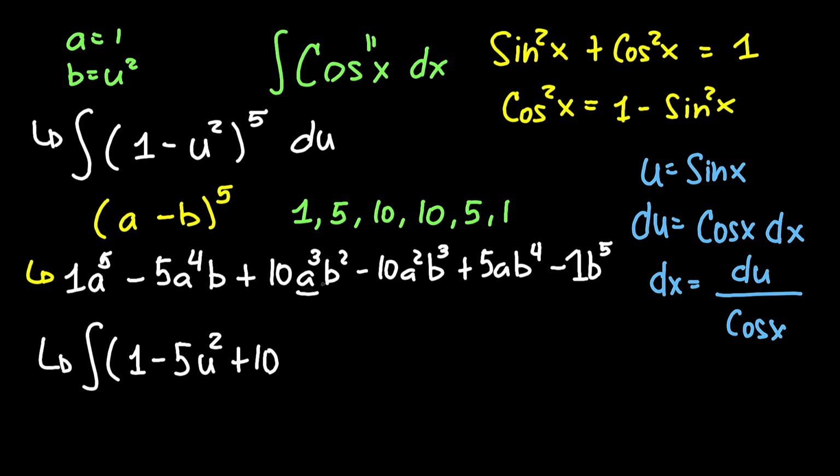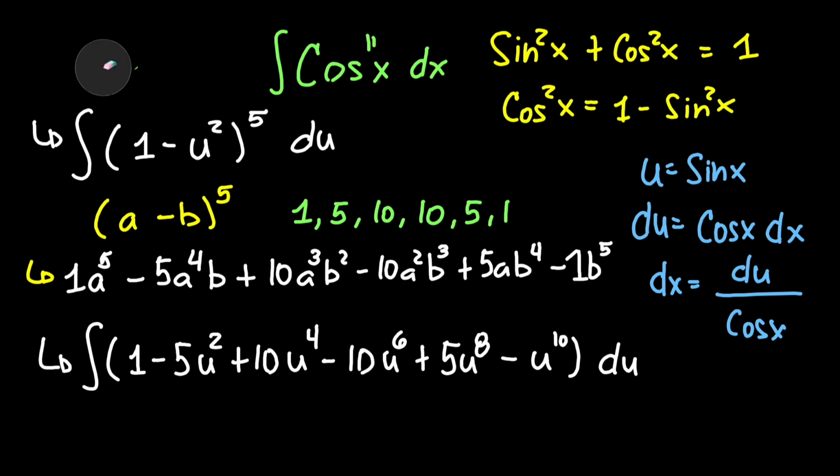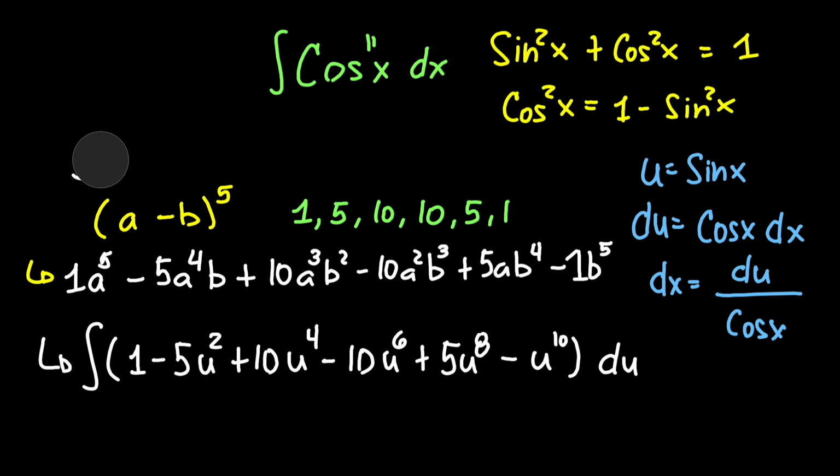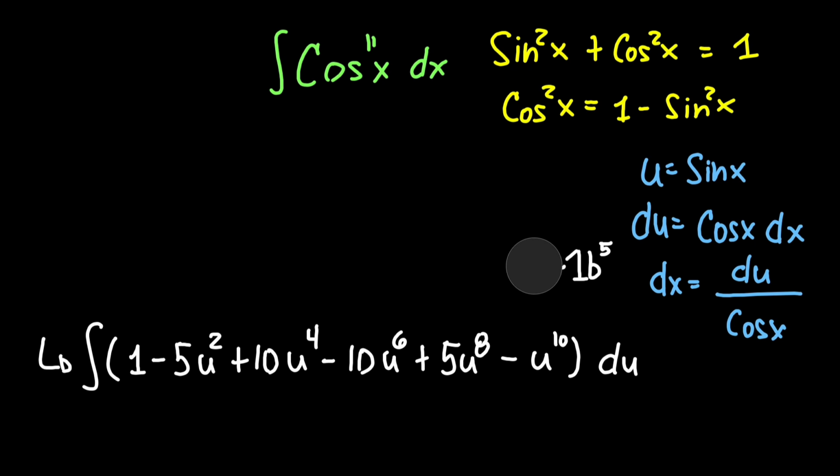plus 10 multiplied by 1 multiplied by b squared. U squared to the power of 2 would be equal to u to the power of 4. Minus 10 multiplied by 1 multiplied by u squared cubed would be u to the power of 6, and so on. Now that you have this, just copy now the du next. And now you can integrate this one by one via power rule.